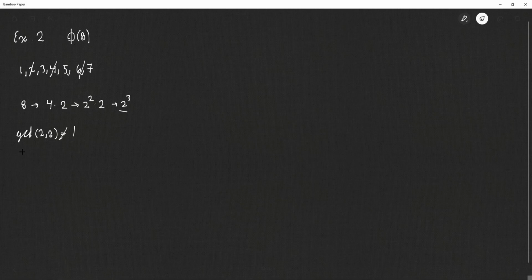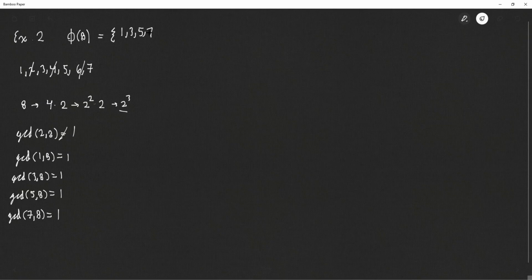But this leaves 1, 3, 5, and 7, which we can check. So the GCD of 1 and 8 is 1, the GCD of 3 and 8 is 1, the GCD of 5 and 8, we already know that 5 is prime, so anything with a prime is 1, and the same thing for 7. We already know that 7 is a prime number, so anything with 7 is 1, meaning that the set of numbers here is going to be 1, 3, 5, and 7, which means that our phi of 8 is also going to be equal to 4.